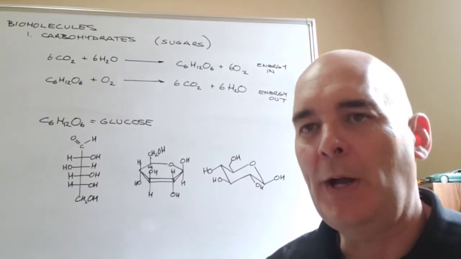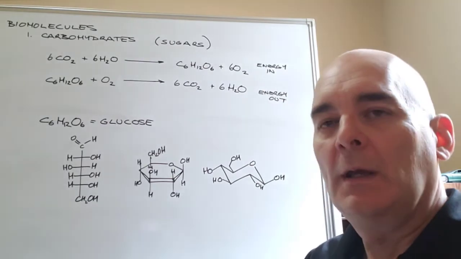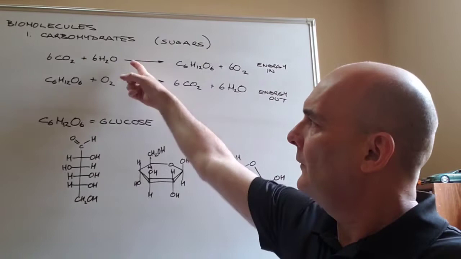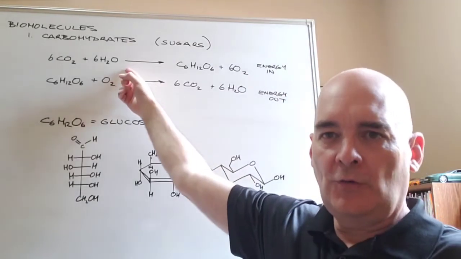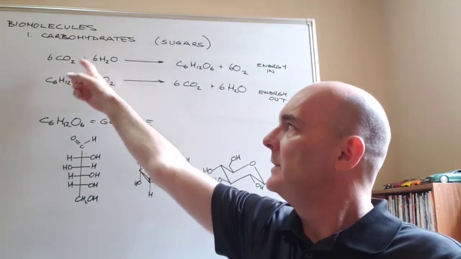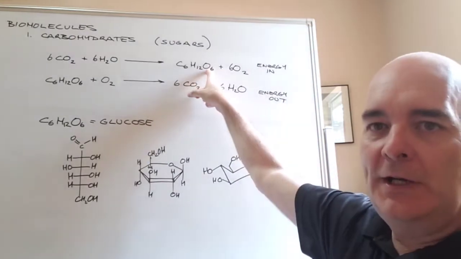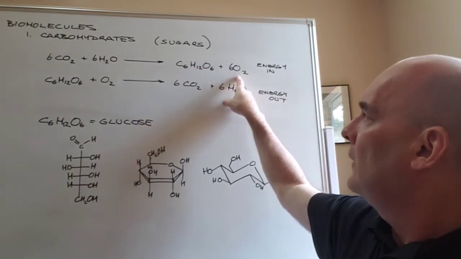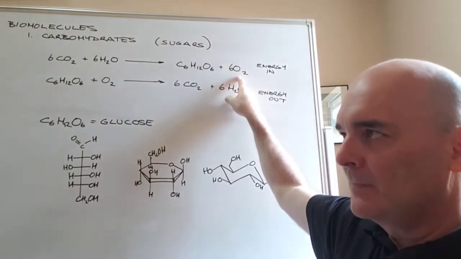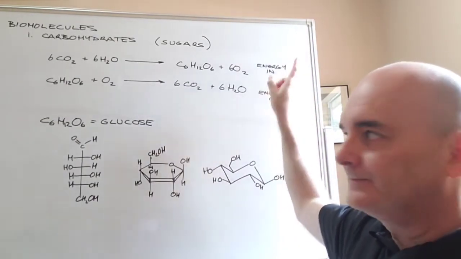Let's look at some biomolecules. First, we'll look at carbohydrates. Carbohydrates are sugars. Sugars arise from photosynthesis, where green plants take sunlight and combine that with carbon dioxide and water to make this, a carbohydrate. And they also give us 6 molecules of oxygen. This process takes energy in the form of sunlight.